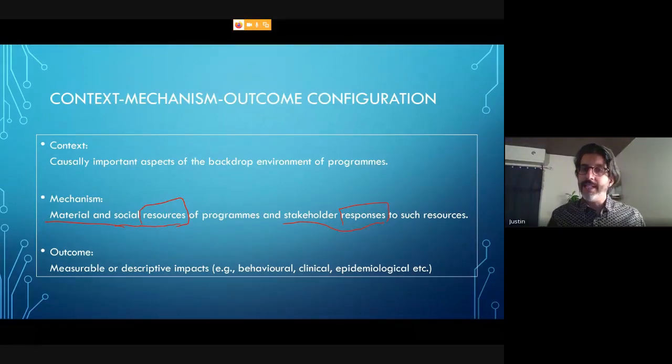When you go back to mechanism, as how people respond to resources, stakeholder responses to resources, what realist methodology is saying, what Pawson and Tilley have said, is that the linchpin to understanding how programs work is how people respond to resources offered in programs.